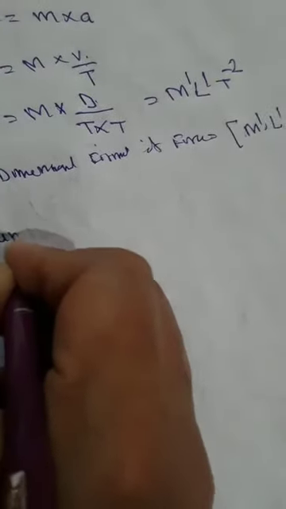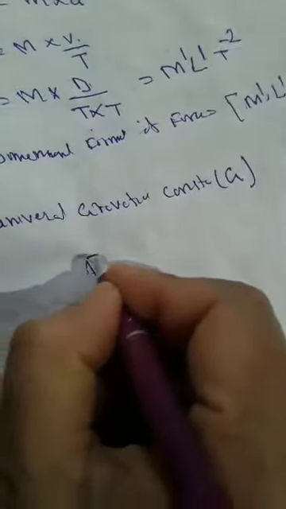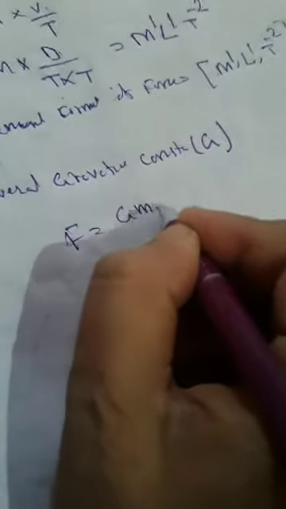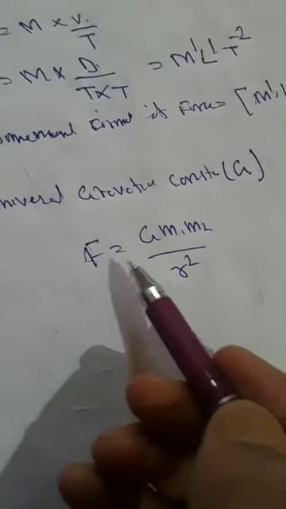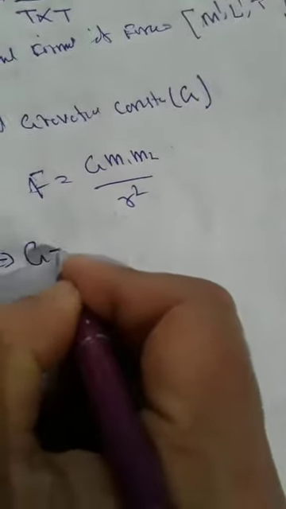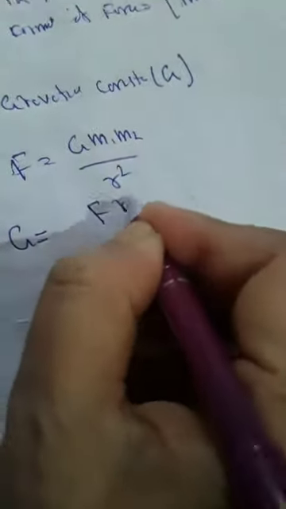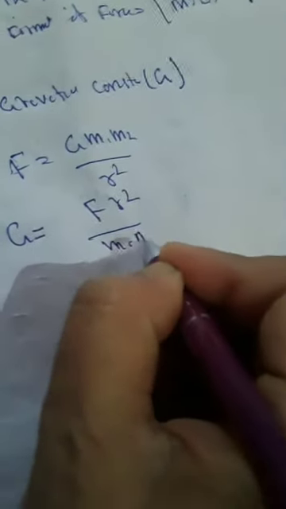Similarly, what often comes in the examination is the universal gravitational constant, that is G. You know that force is equal to G M1 M2 divided by R square. M1 and M2 are the masses of the two bodies. R is the distance between them. I do not have to explain universal gravitation at this time; I have to find its dimensional formula. Ultimately we get G is equal to F R square divided by M1 M2.